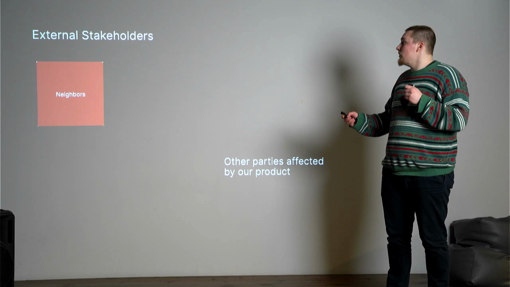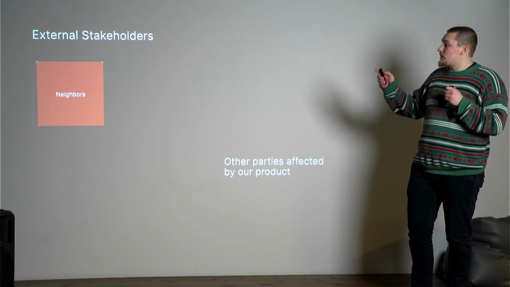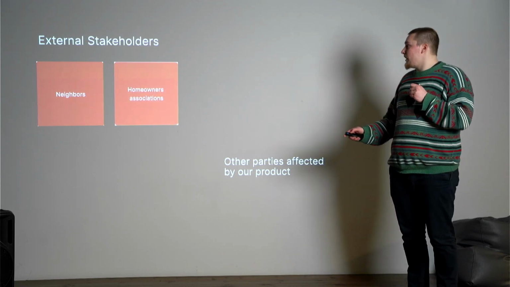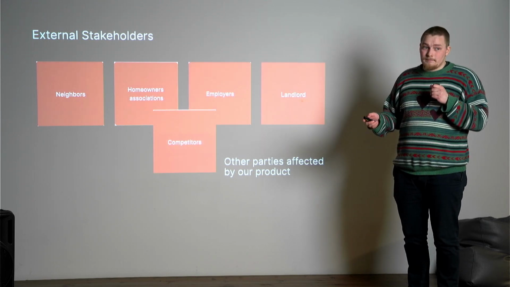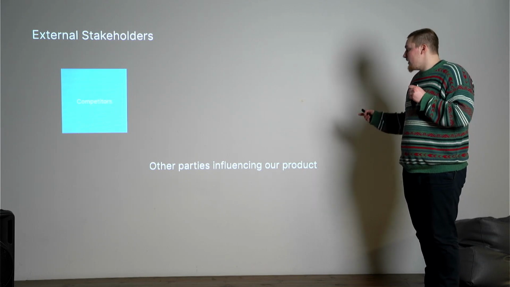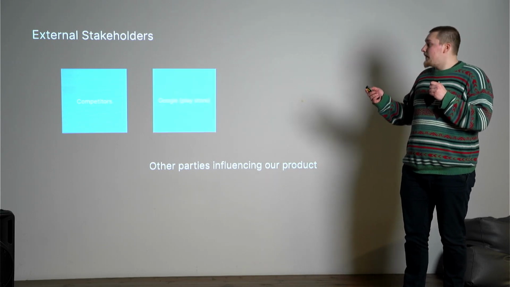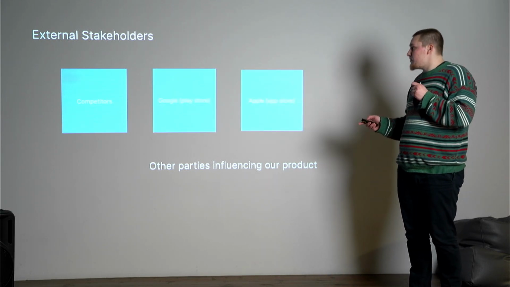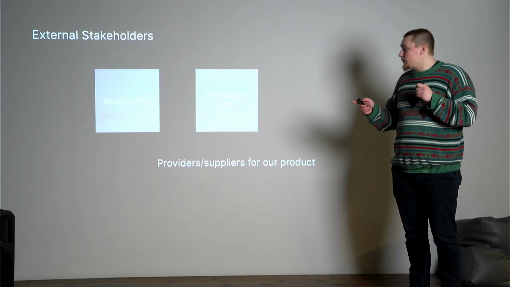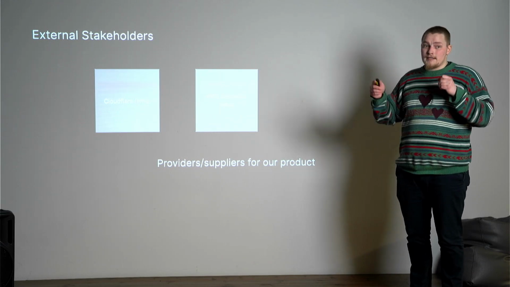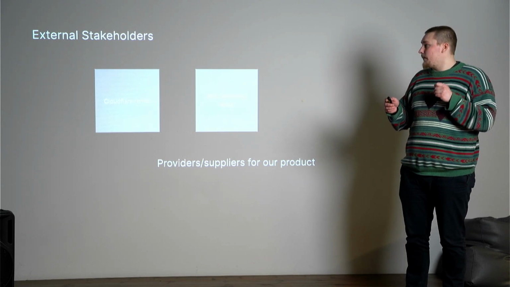And moving on to external stakeholders, on this side of other parties affected by our product, firstly being neighbors, then homeowners association, then being employers, landlords, and competitors. Then if we look from the side of other parties influenced by our product, firstly being also competitors, then Play Store and App Store. And lastly, providers and suppliers for our product, firstly Cloudflare as infrastructure and AWS for backend infrastructure.